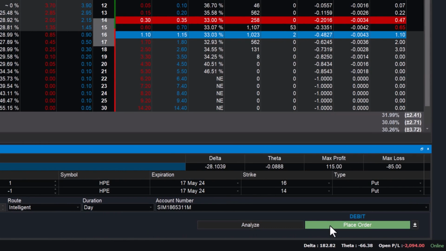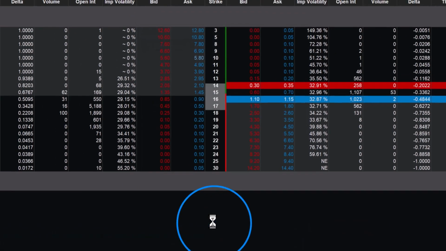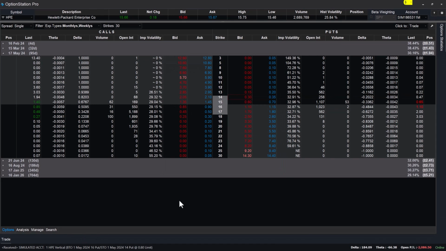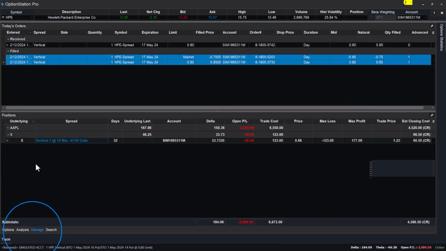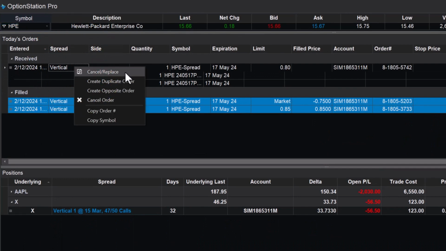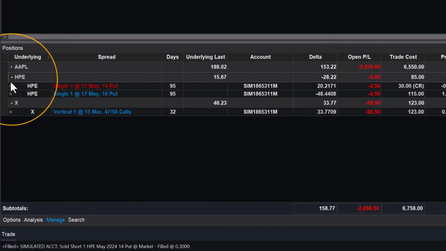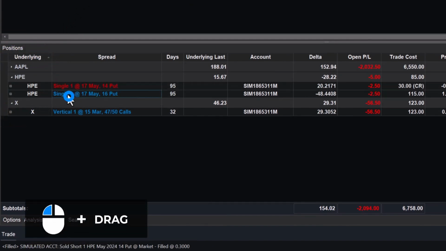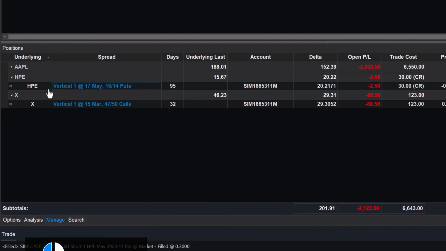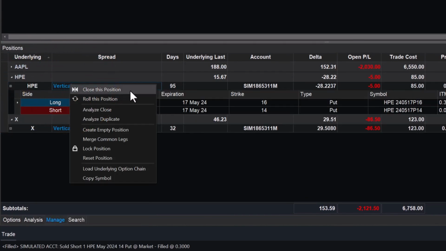Review the order details and click Place Order to send it to the market. Confirm the order and monitor its status on the Manage tab. Right click on the open order if you wish to cancel or replace it. Once filled, individual legs will appear in the positions panel below. Drag and drop one leg onto the other to group them as a spread. Right click on the spread and select Close Position if you wish to set a profit target or a stop loss on the position.